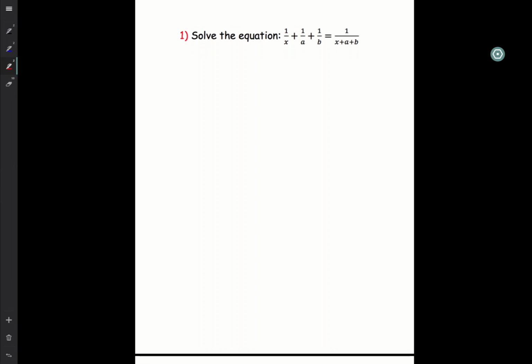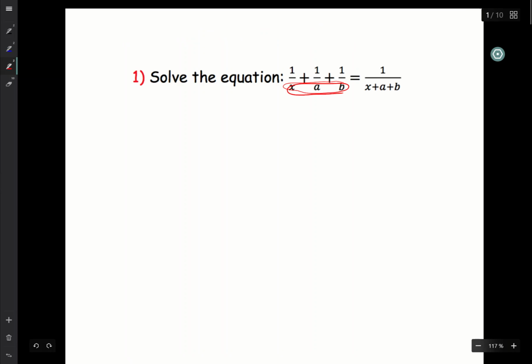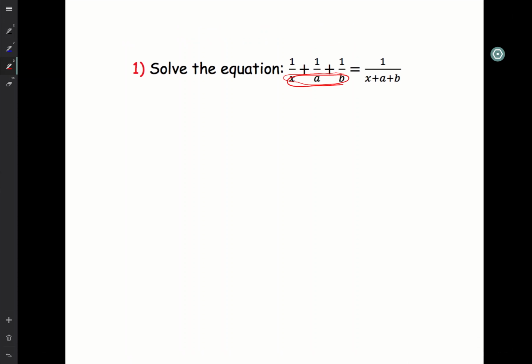Alright, so the first question is: solve this equation, 1 over x plus 1 over a plus 1 over b equals 1 over x plus a plus b, right? Now, the first thing you notice is that basically the equation is formed by summing all the denominators. Let me zoom in a little bit. So how do we solve this?